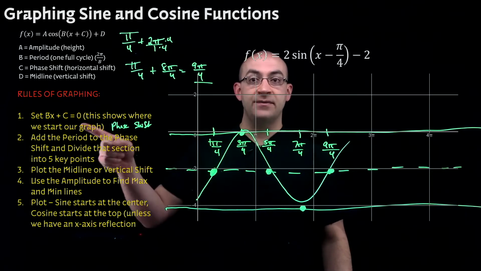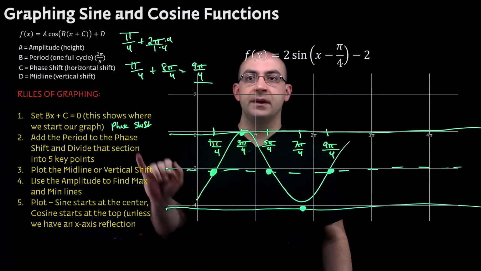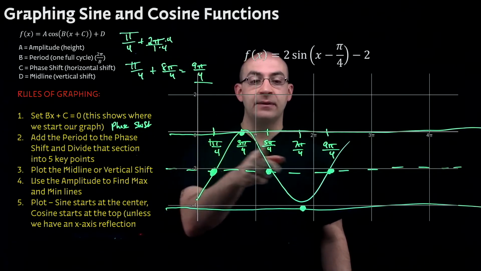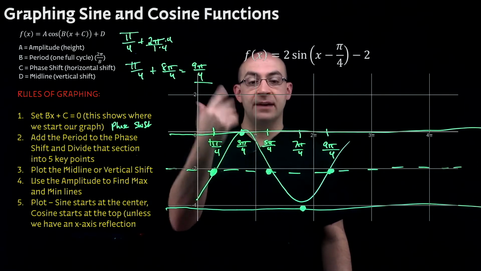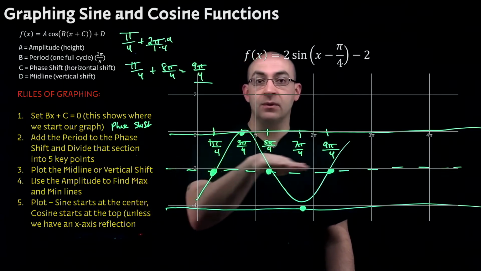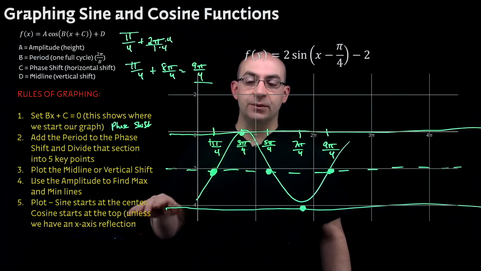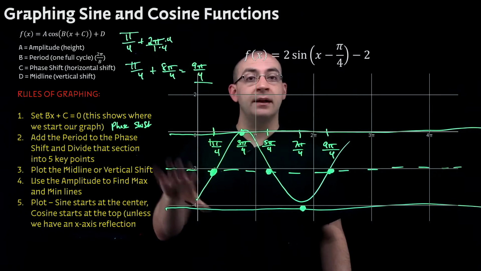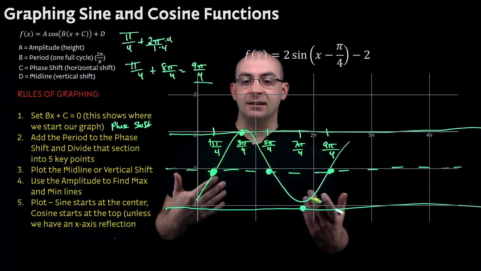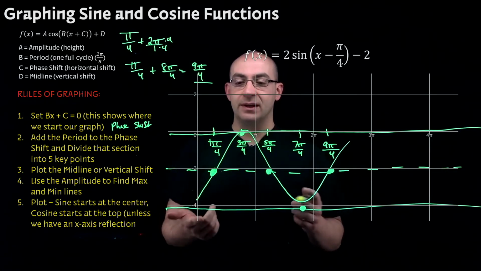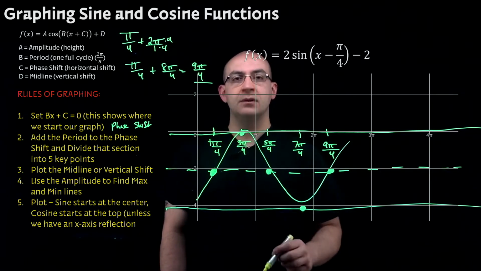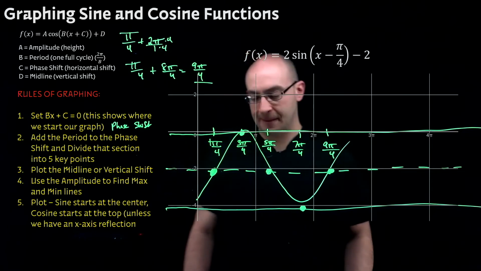So what did we do here? Number 1, we found the phase shift and graphed it first. That's important. Number 2, we added the period to the phase shift. And then we found our middle 3 points, which represented our 5 key points. We need those points to make these plots. Number 3, we plotted the midline or the vertical shift. And then number 4, we used the amplitude to find our max line and our min line to complete our road. And then 5, we finally plotted, which again, doesn't really take a lot of mathematical intuitiveness as long as you know sine starts in the middle, goes up, cosine starts at the top and goes down. And we'll do a cosine value right now.